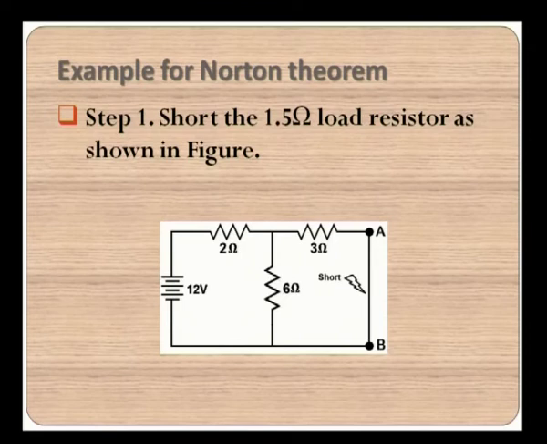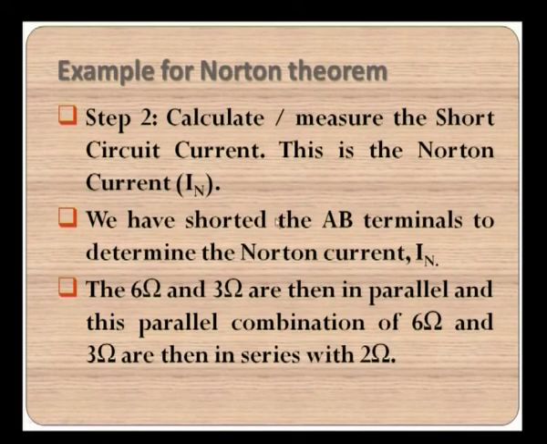This is step 1. Short the 1.5 ohm load resistor as shown in the figure. See, here we have short circuited the two terminals by removing the 1.5 ohm resistor. Now, this is step 2. Calculate or measure the short circuit current. This is the Norton current. We have shorted the terminals AB to determine the Norton current IN.